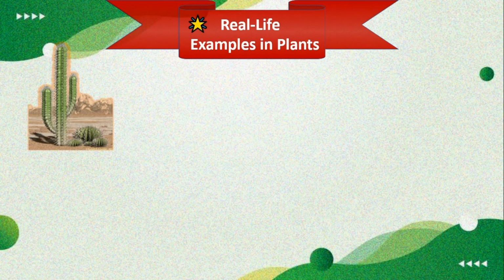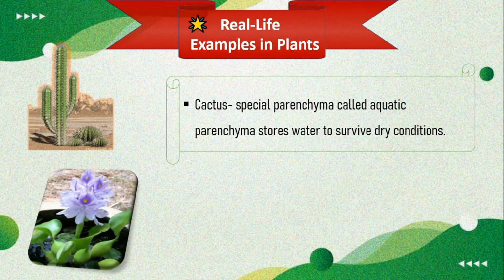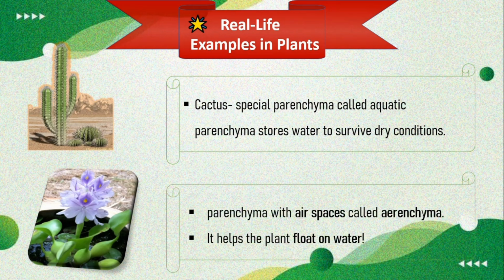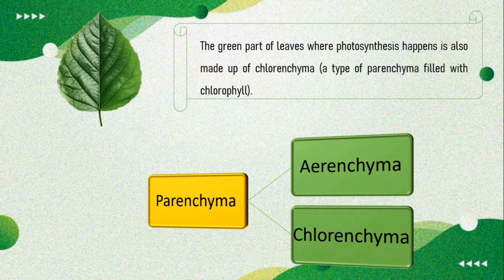Next example is cactus, which you might have seen in the desert area, right? They have a special parenchymatic tissue that stores water to survive in dry conditions. And the next example is water hyacinth, which has parenchyma with air spaces called aerenchyma that helps it float on water. Then the petiole of the leaf, the green part of the leaf where photosynthesis happens, is also made up of chlorenchyma. It is a type of parenchyma that is filled with chlorophyll. So parenchyma is again subdivided into two types, aerenchyma and chlorenchyma. These two are a part of parenchyma.